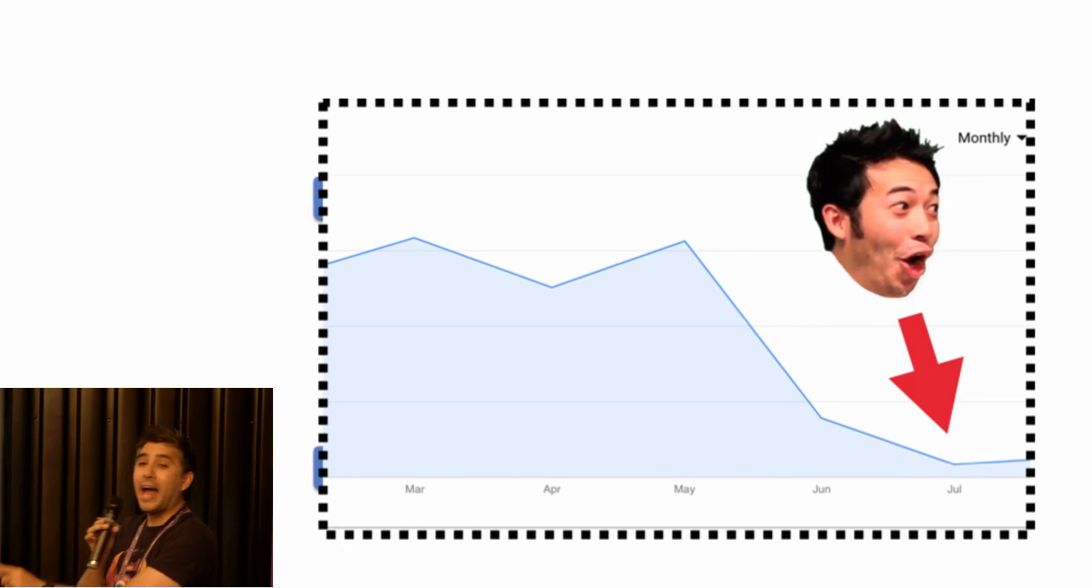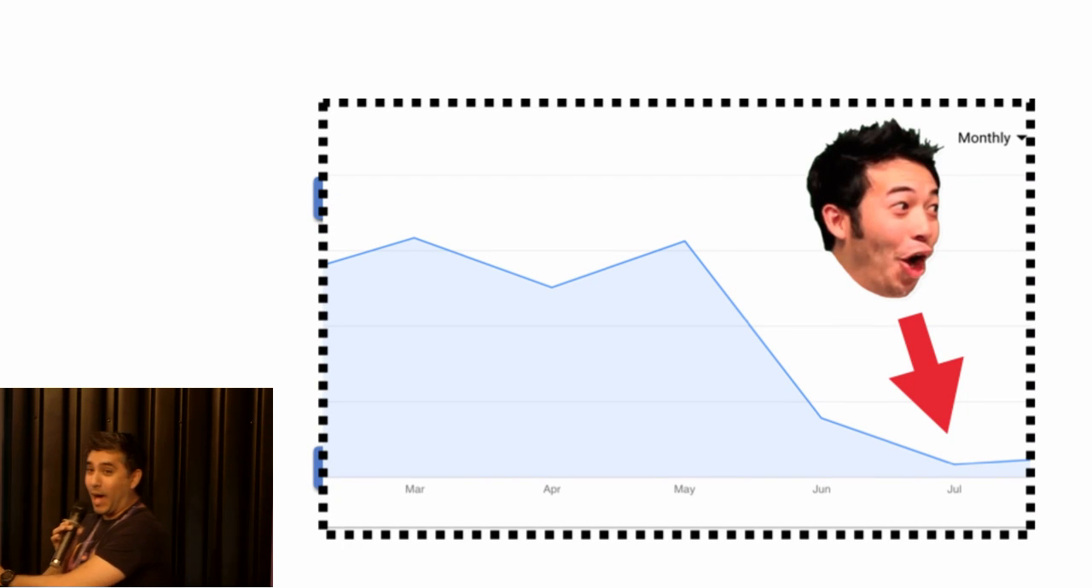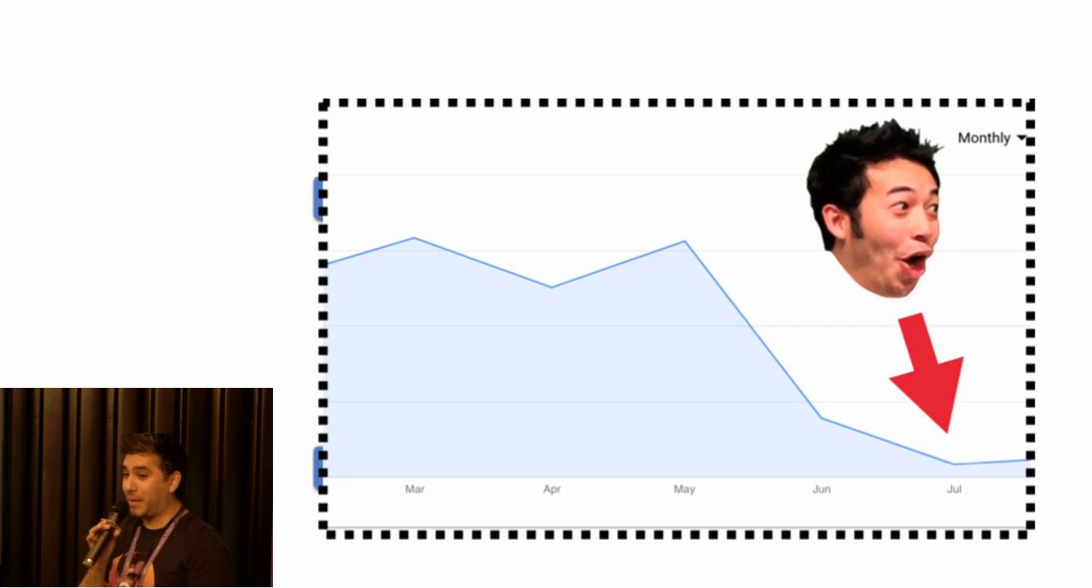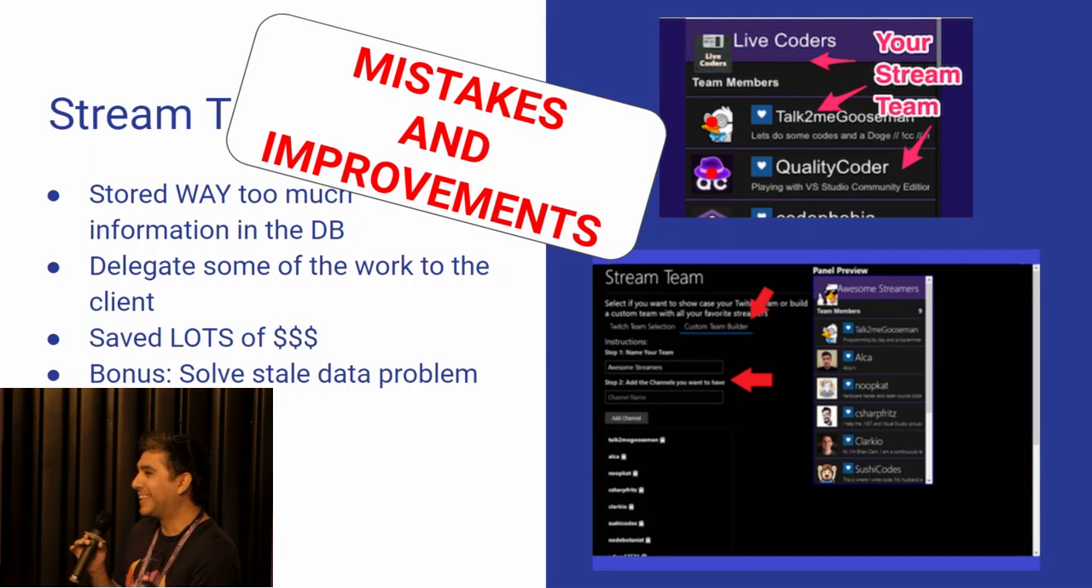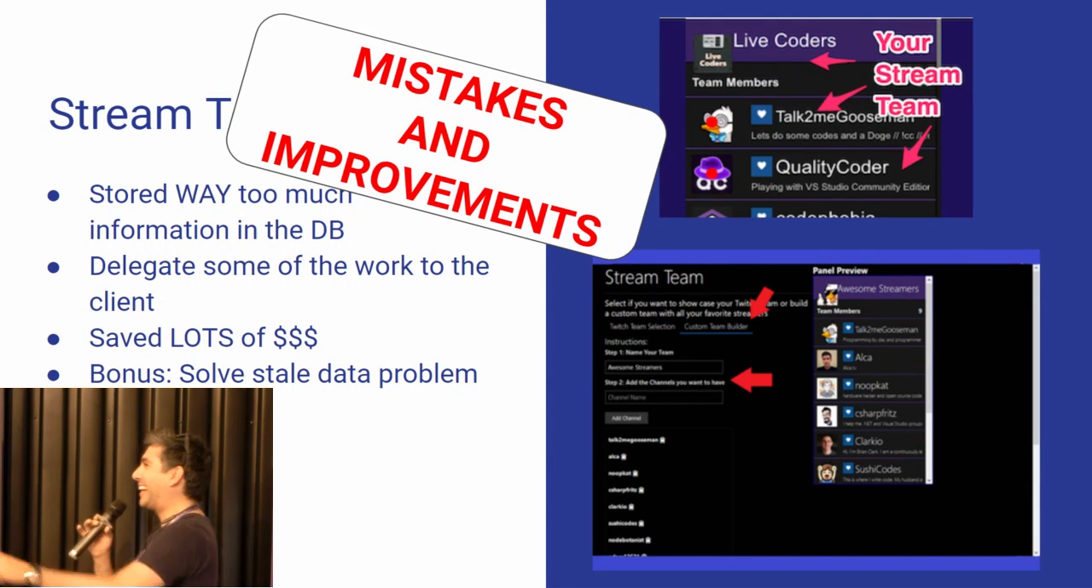So my costs went down. It went down from dollars a day to 1 cent a day, maybe, depending on peaks. That makes sense. I got it.